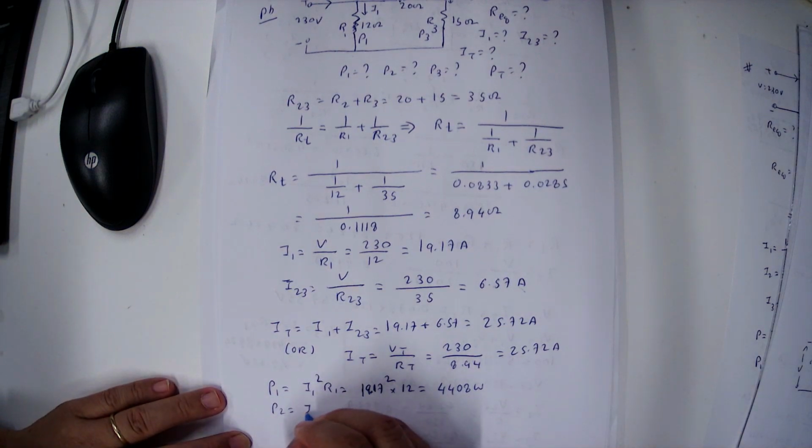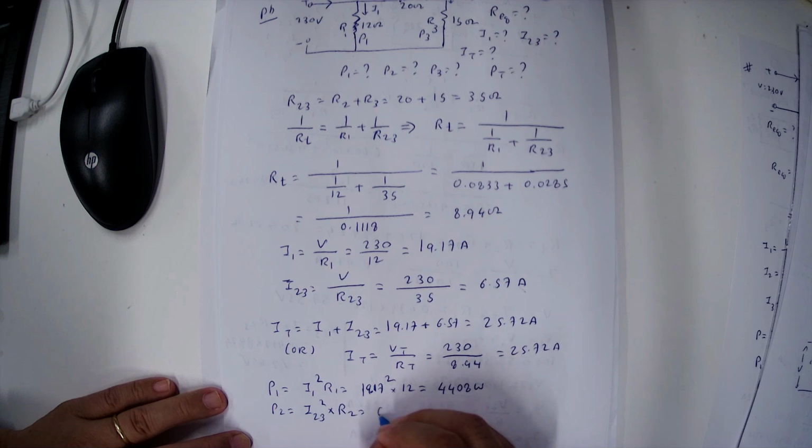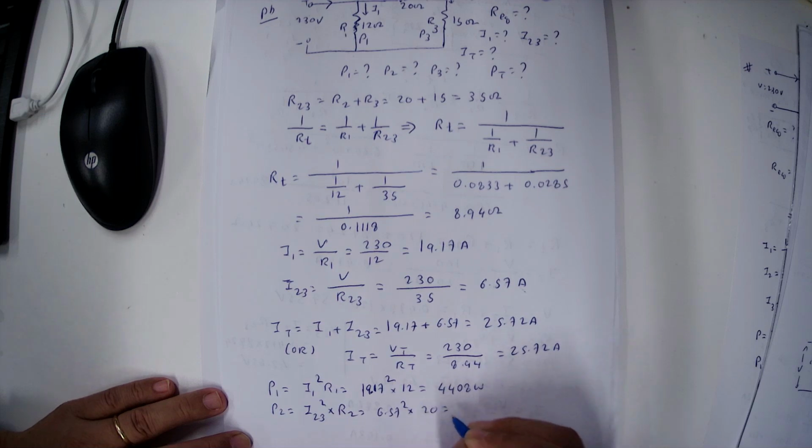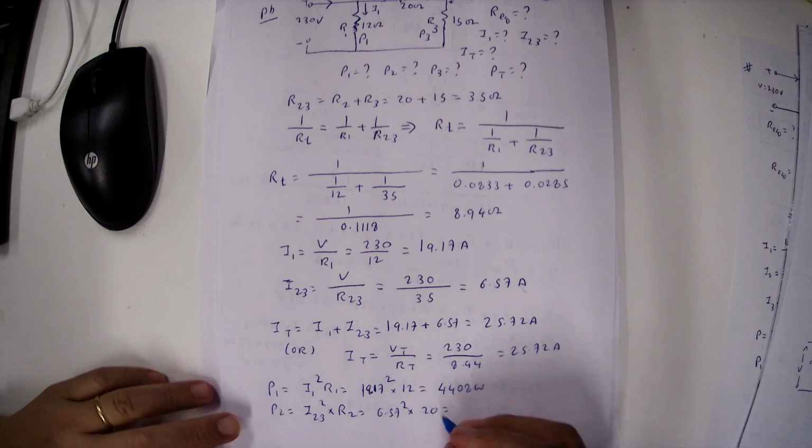Also, we calculate power P2. Power P2 is I23 square multiply R2. I23 is 6.57 square, R2 is 20. 6.57 square multiply 20. So you got 863.3 watt.